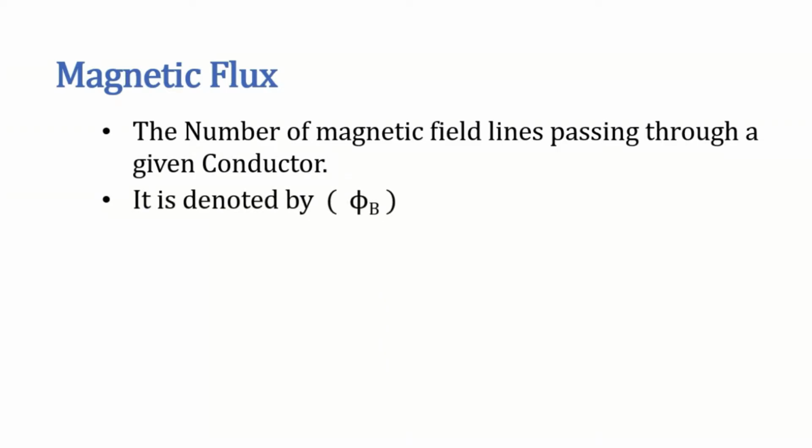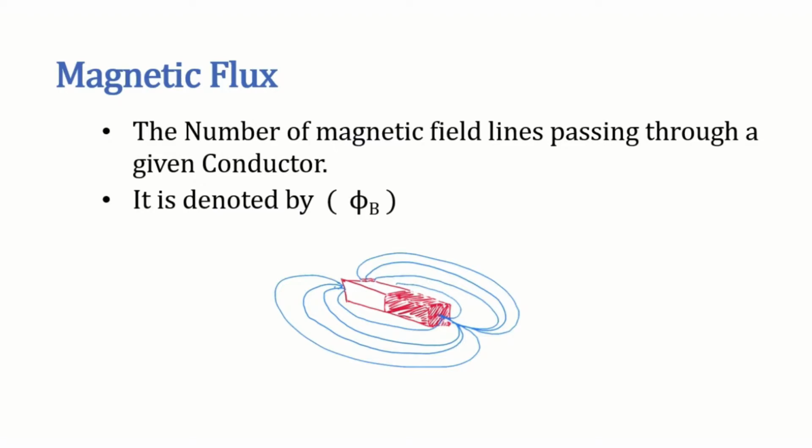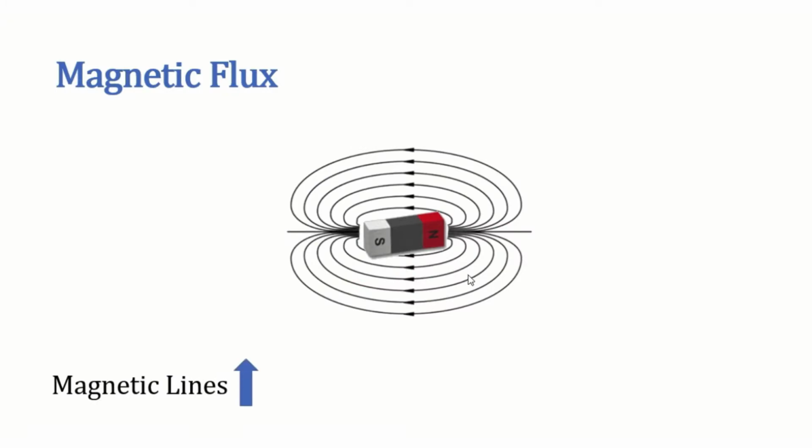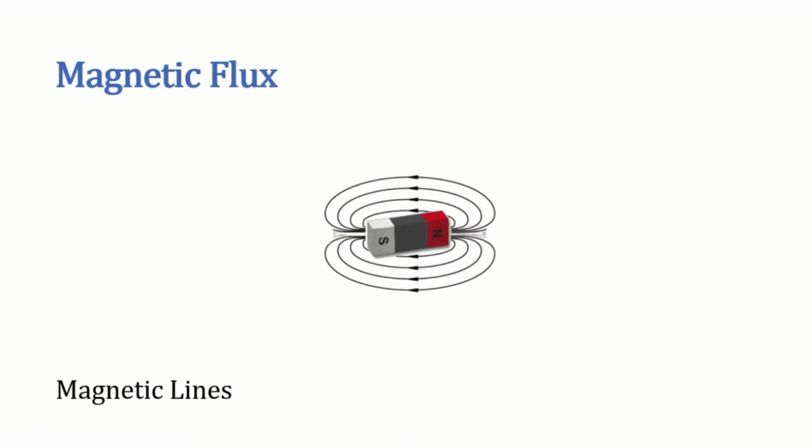To understand this, for example, take a magnet. It has some magnetic field. The magnetic lines of force are shown here for this magnet. If the magnetic lines are more, then the effect of the magnetic field is high. Similarly, if the magnetic lines are less, then the effect of the magnetic field will be less.